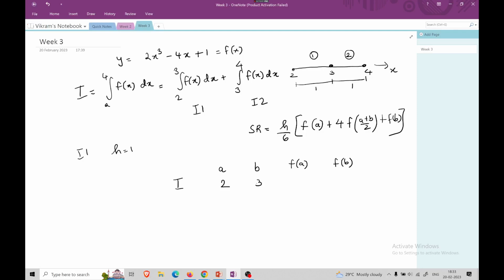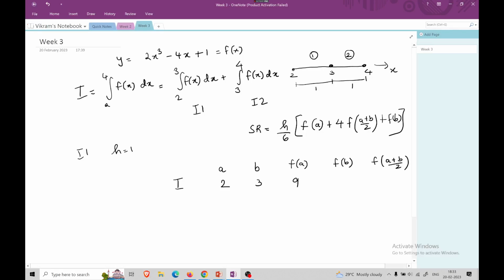I forgot one more thing: f of (a plus b) by 2. Okay, so f of 2 is nothing but 2 into 2 cube, which is equal to 2 into 8, which is 16, minus 4 into 2, 8. 16 minus 8 is equal to 8, plus 1, which is 9.